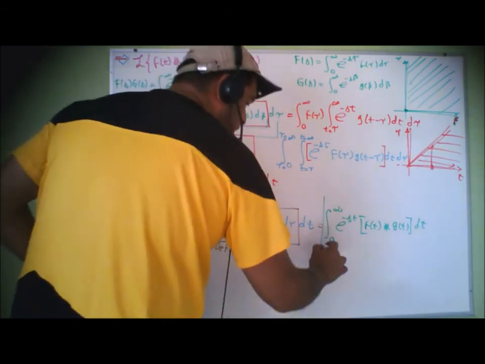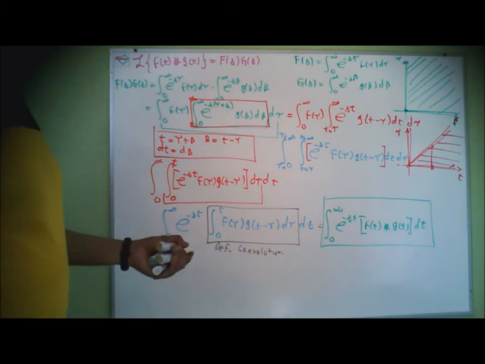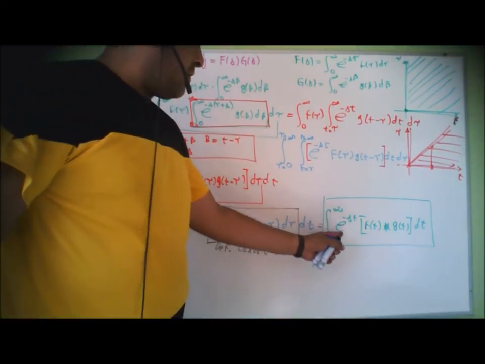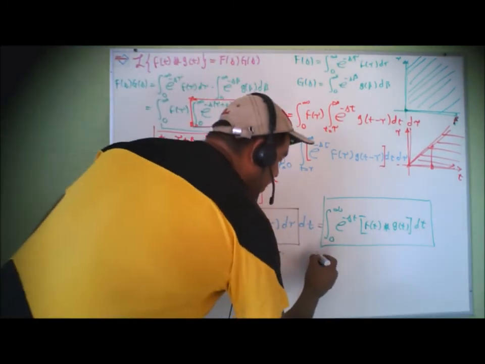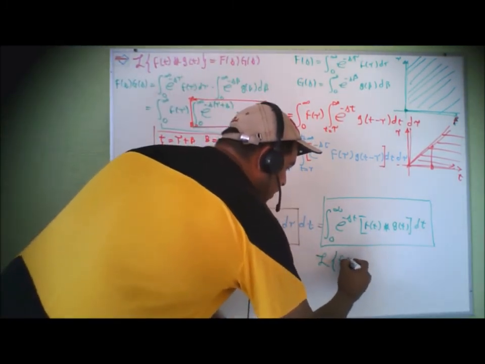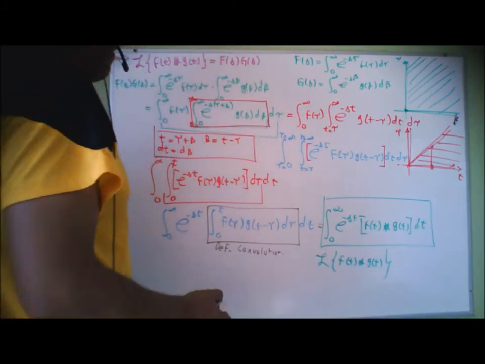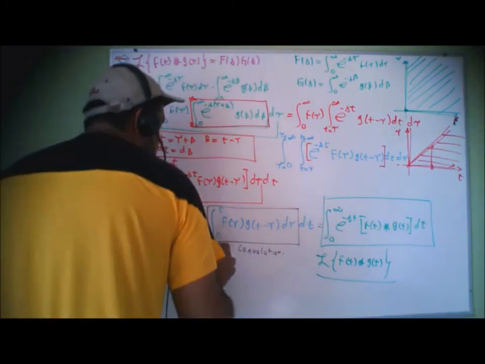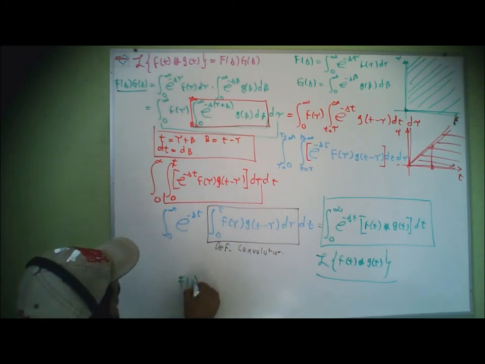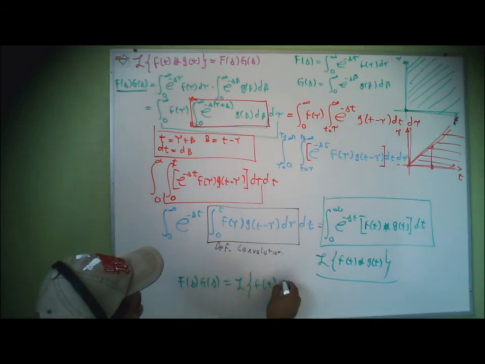Now, have you seen this before? It is actually the definition of the Laplace transform: from 0 to infinity, exponential of minus st, and then here this is the argument. So this is actually the Laplace transform of the convolution of f of t with g of t, the definition. Now, where does this come from? We started from here and we finished here. So we started with F of s times G of s, and that is equal to the Laplace transform of f of t convolved with g of t.